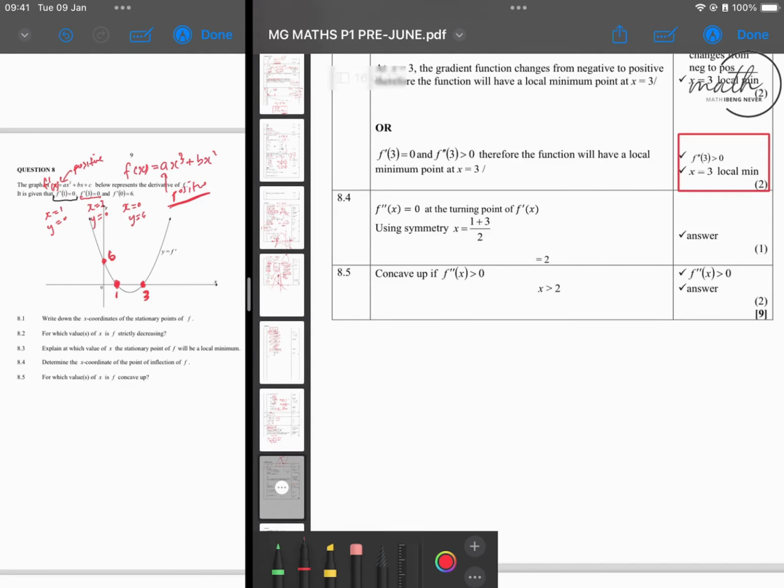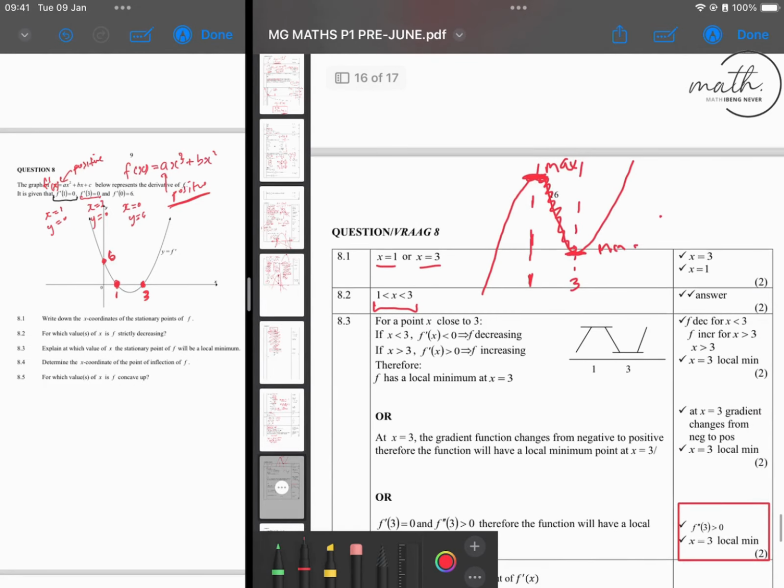8.4, determine the x-coordinate of the point of reflection. Again, back to the sketch. So the point of reflection, it's in the middle there. If it's in the middle, you can find it using these 2 points. This is 1 and 3. So the middle of 1 and 3 you can find by just saying this plus this divided by 2.